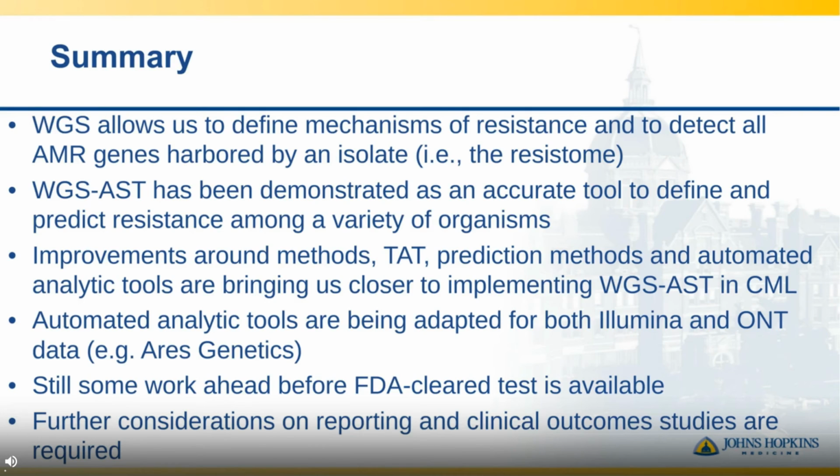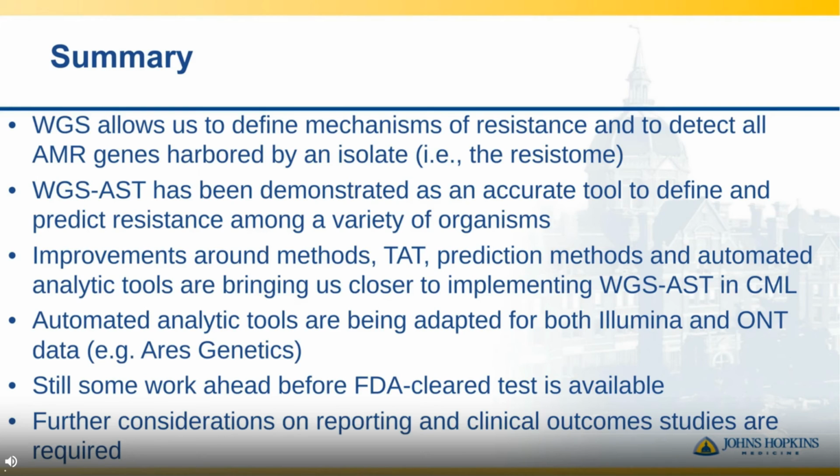So in summary, whole genome sequencing allows us to define mechanisms of resistance and to detect all antimicrobial resistance genes harbored by an isolate, also known as the resistome. Whole genome sequencing predictions have been demonstrated as an accurate tool to define and predict resistance among a variety of organisms. Improvements around methods, turnaround time, prediction methods, and automated analytic tools are bringing us closer to implementing whole genome sequencing to predict AST in clinical labs.